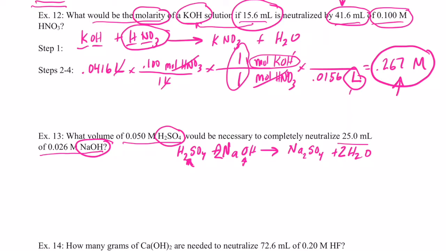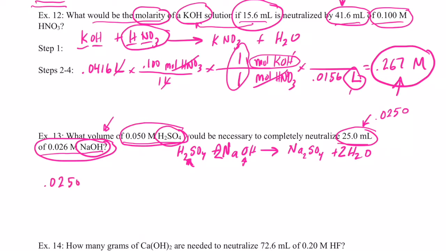I've balanced the equation. Step 2, let's get into moles of something. Now I only know the molarity of the sulfuric acid. I don't know its volume. That's what I'm asked to solve for. But I do know the volume and the molarity of sodium hydroxide. So this volume in liters is 0.0250 liters of sodium hydroxide. We're going to multiply by the molarity, and the molarity is 0.026 moles of NaOH per liter. Liters cancel out, and that gives us moles of NaOH. Step 2 is done.